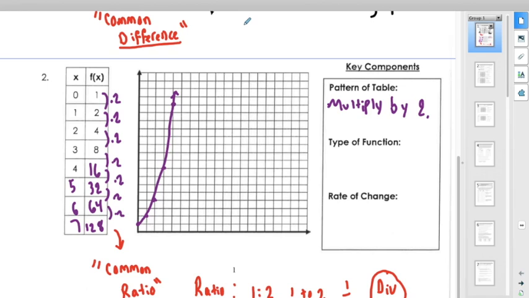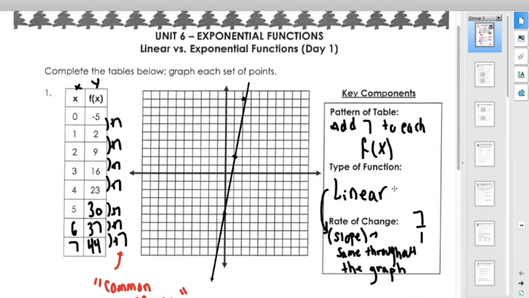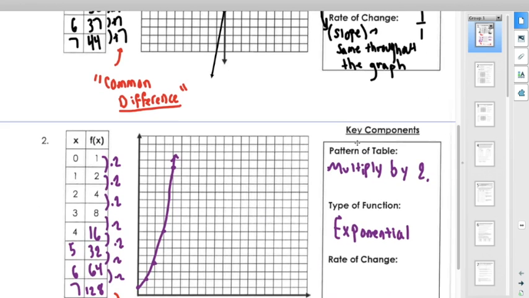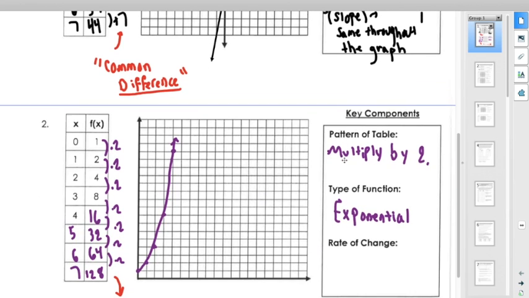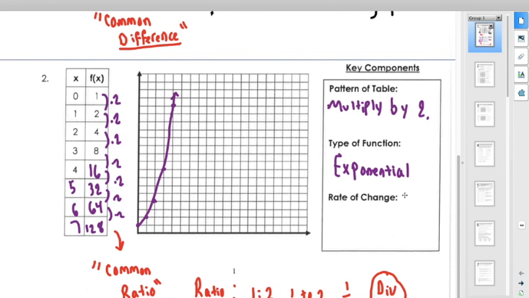So, what kind of function is this? This is no longer a linear function, but an exponential function. So what's the difference in the key components from a linear function to an exponential function? Well, the pattern: we added 7 here, either add or subtract. For exponential, we're either going to multiply or divide. And what is the rate of change? For short, ROC.